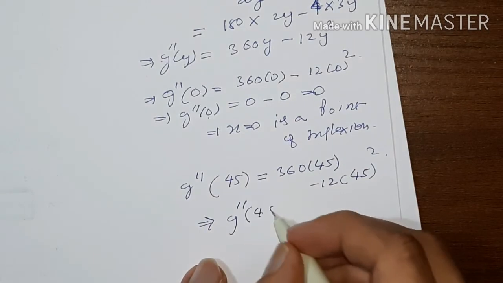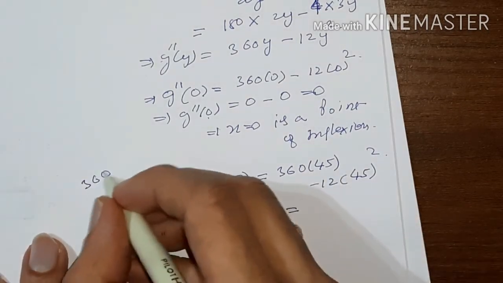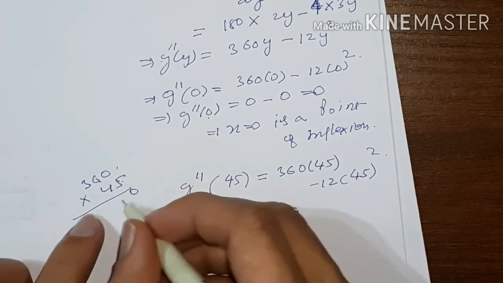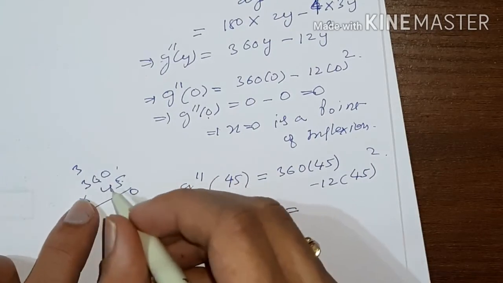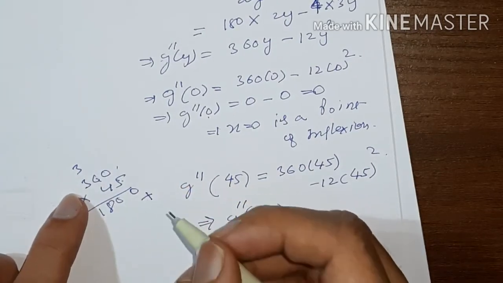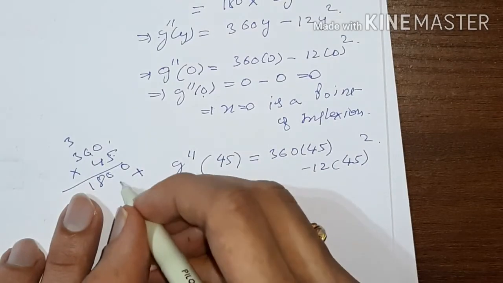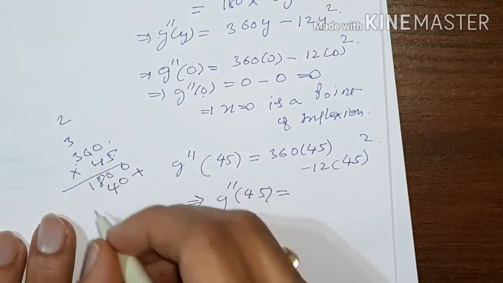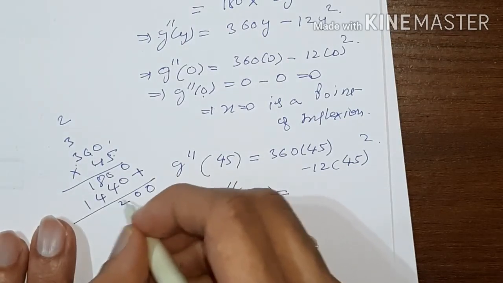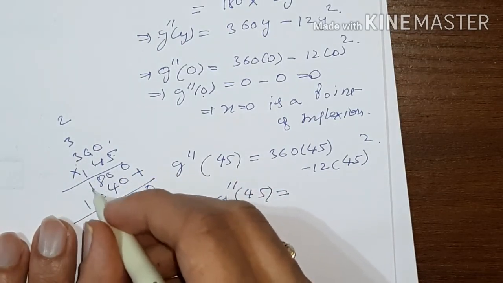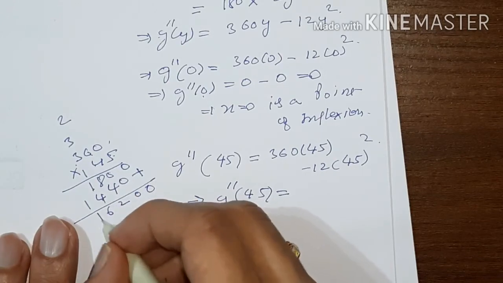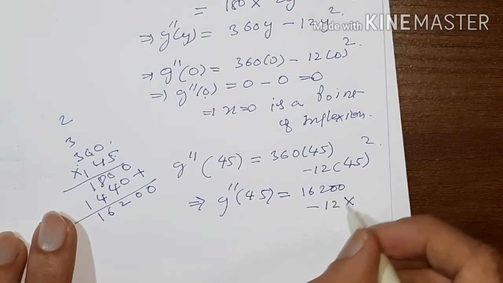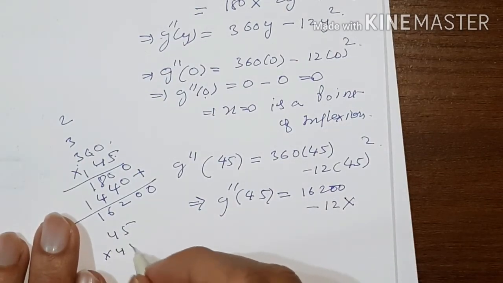G double prime of 45 is 360 multiplied by 45, right? 5 times 0 is 0, 6 times 5 is 30, 5 3s are 15, plus 3 is 18. Now 4 times 0 is 0, 6 times 4 is 24, 4 times 3 is 12, plus 2 is 14. So 0 0 12. 8 plus 4, 4 plus 1 is 5, plus 1 is 6, and 1. So 16200 minus 12 times 45 multiplied by 45.